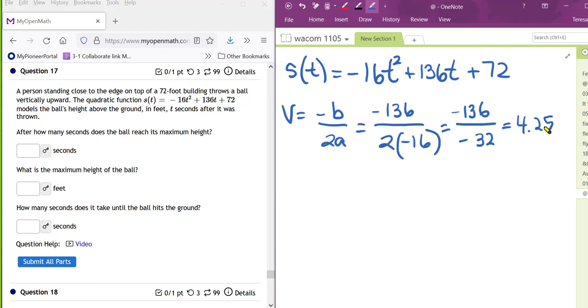All right, and so that was our first answer. After how many seconds will it reach the height? And so that is actually, if you're just looking across your x-axis, so 4.25 is your first answer. Now we want the y-coordinate of the vertex. So this is where you're going to plug this in.